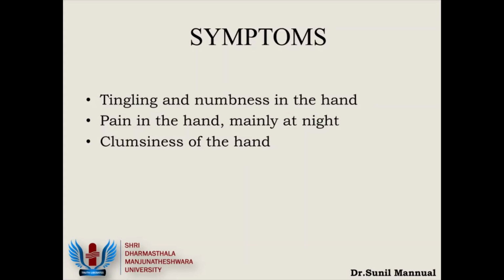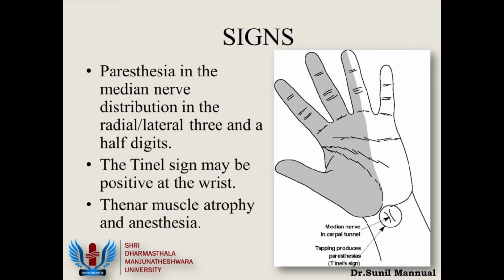Moving on to slide number 14, the signs. The predominant sign would be paresthesia in the median nerve distribution in the lateral 3.5 digits. So I told you, as far as the symptoms are concerned, the patient is just going to show us the entire hand and tell us that they are having tingling and numbness. But when it comes to eliciting paresthesia, it is our clinical examination that comes in.